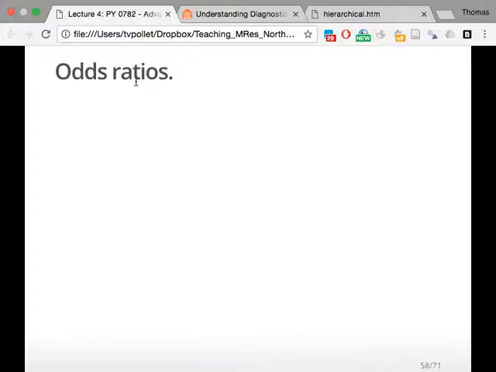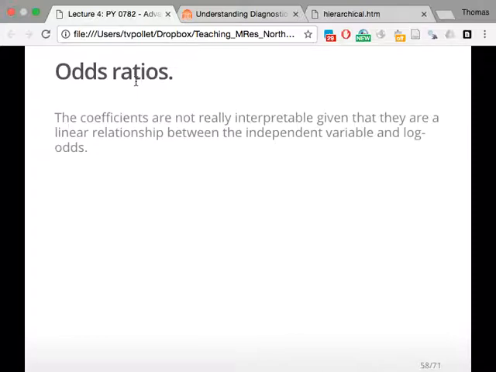Now, odds ratios. I've talked to you about log odds, but we need odds ratios. The coefficients that we saw in the output are not really interpretable, given that they are the linear relationship between the log odds and the independent variable. So what we can do is take the exponential, and then they will become interpretable. Everybody knows what the exponential is? It's basically raising something to the power of something else.